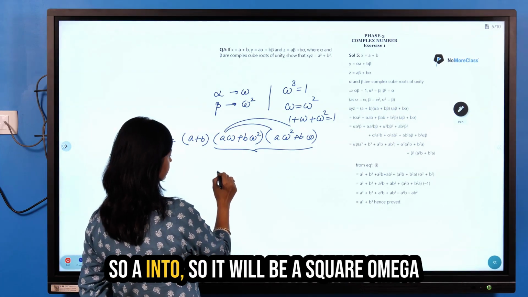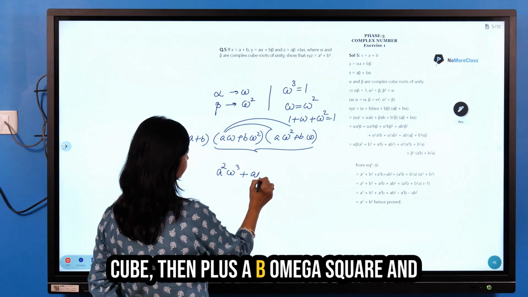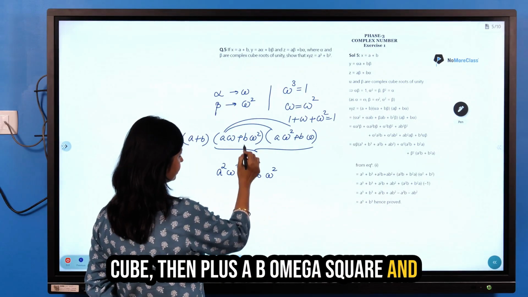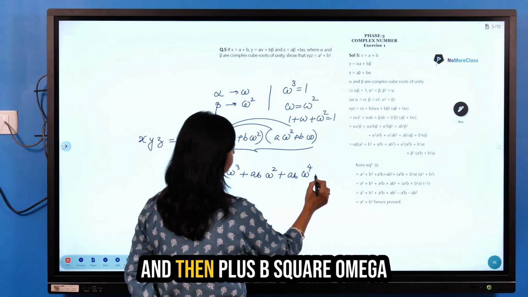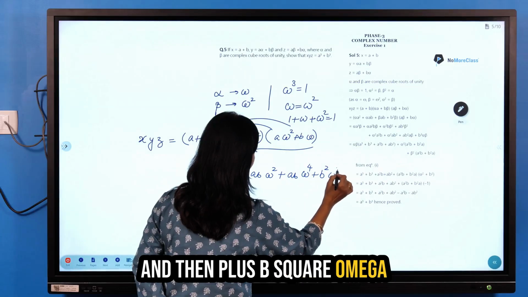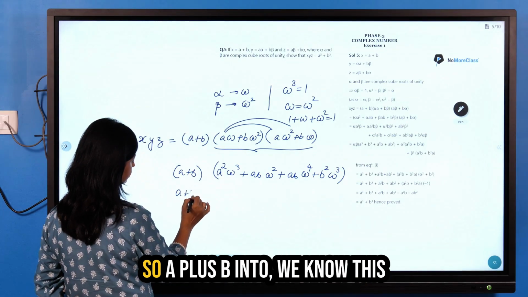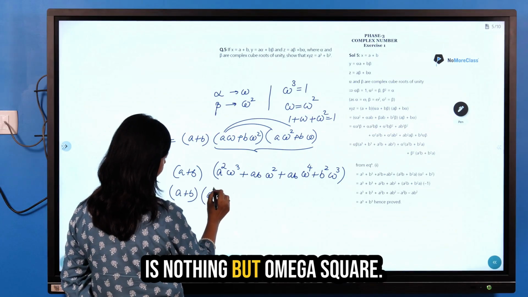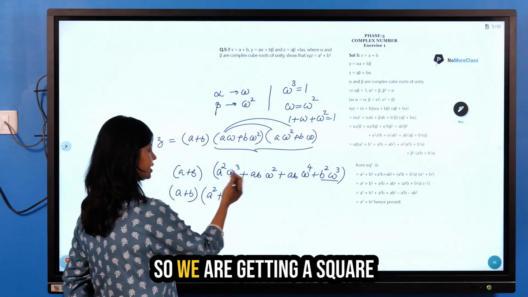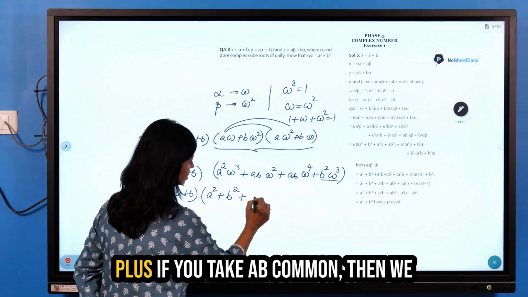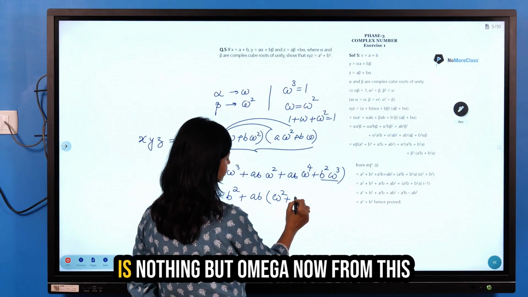So a into, it will be a squared omega cube, then plus ab omega square, and then plus ab omega to the power 4, and then plus b square omega cube. I think this should be telling us where we are heading. So a plus b into, we know omega cube is equal to 1. So we are getting a square here, b square here, plus if we take ab common, then we get omega square, and omega 4 is nothing but omega.